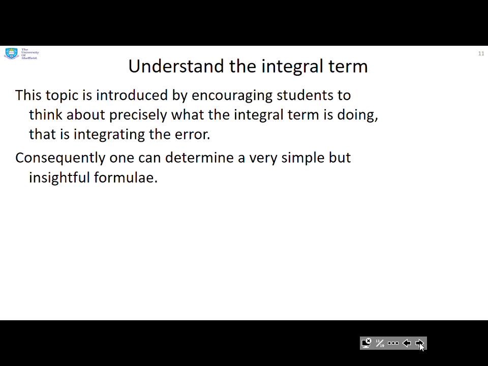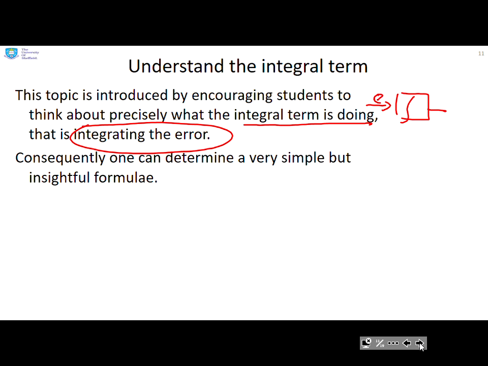Integral design then. How do we understand the integral term? We're going to introduce this topic by encouraging students to think precisely about what the integral term is doing. It's integrating the error. So if you think you've got a block here, you've got the error coming in, you've got an integral there, what's coming out is the integral of the error.